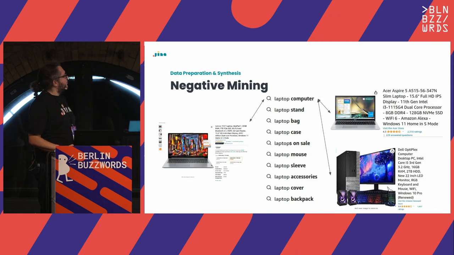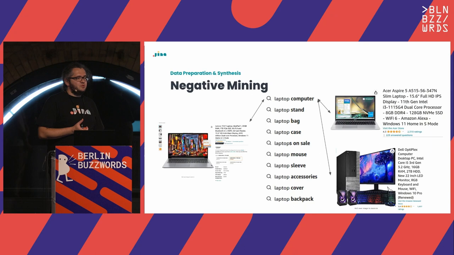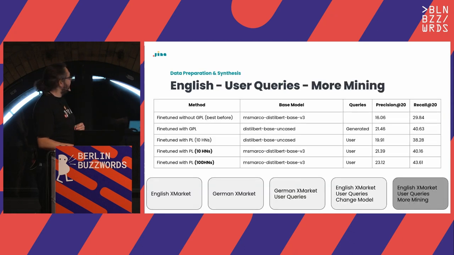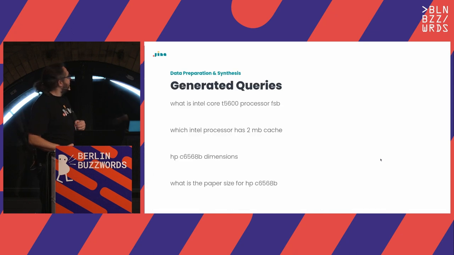So I talked earlier about the negative mining, and usually what we did before, we mined 10 queries. But since we don't have 250,000 queries anymore, but just 1,000 queries, we can now mine much more and get way more hard negatives. And then we did this, and all of a sudden, we actually got better again. So with user queries and a lot of hard negatives, our results got better again, which is kind of cool. And then two more comments about why generated queries don't work too well here.